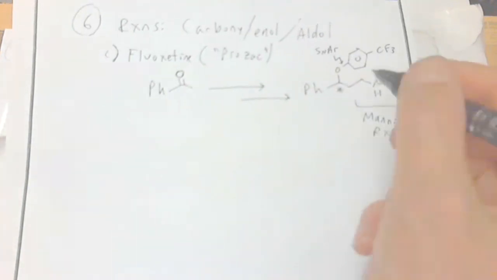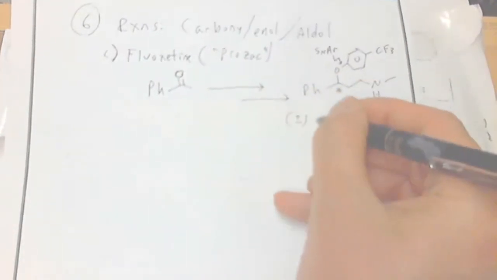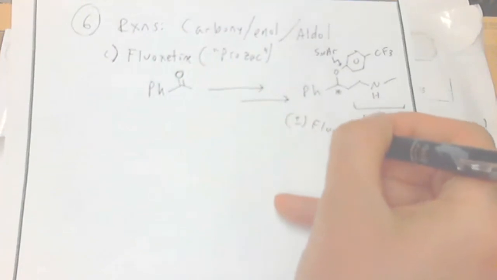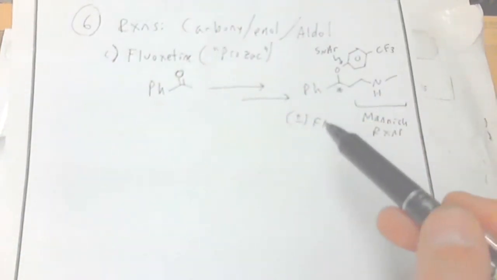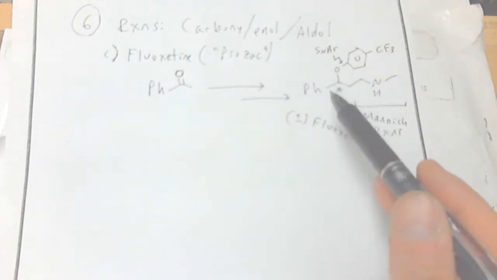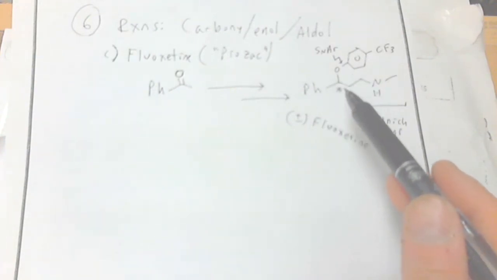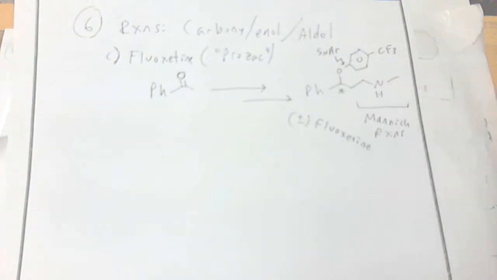And we often identify chirality with a little star or asterisk or something. And so we can call this plus minus fluoxetine. The plus minus refers to racemic, so you're basically making a mixture of the two enantiomers. All right, we cool with that?